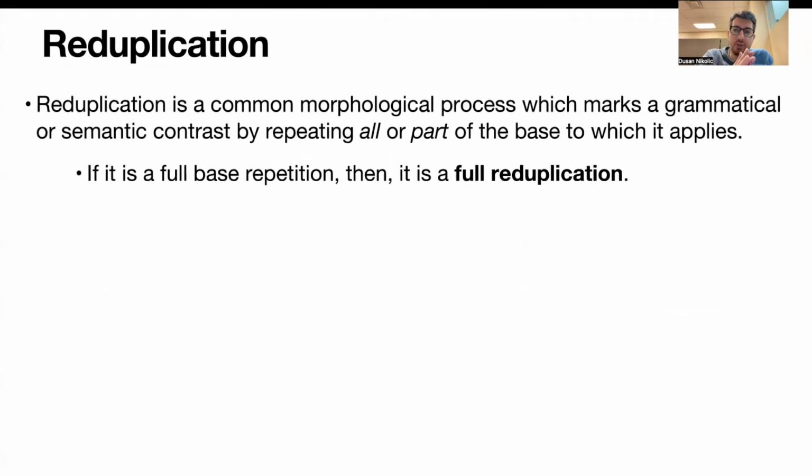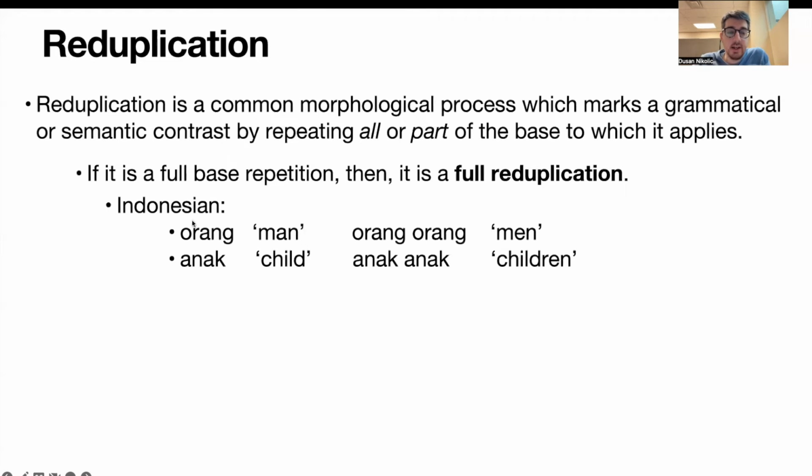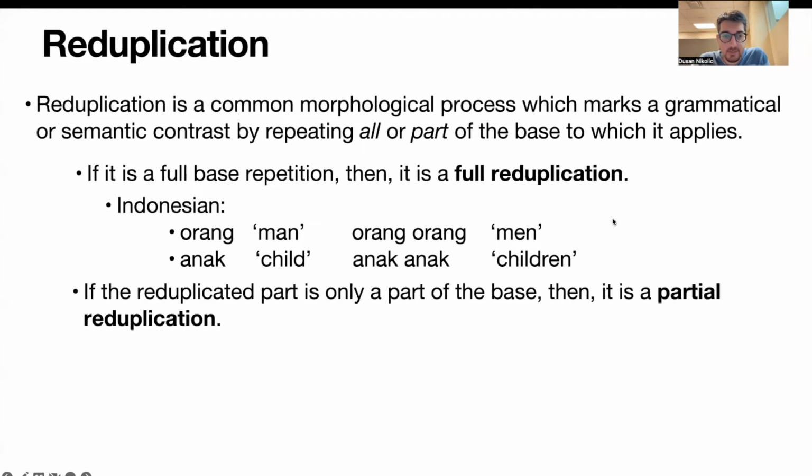Reduplication is a morphological process that marks a grammatical or semantic contrast by repeating all or part of the base. For example, in a full repetition or a full reduplication, we have orang, which means man in Indonesian, but orang-orang means men, more than one, right? Anak-anak, children, right? As simple as that.